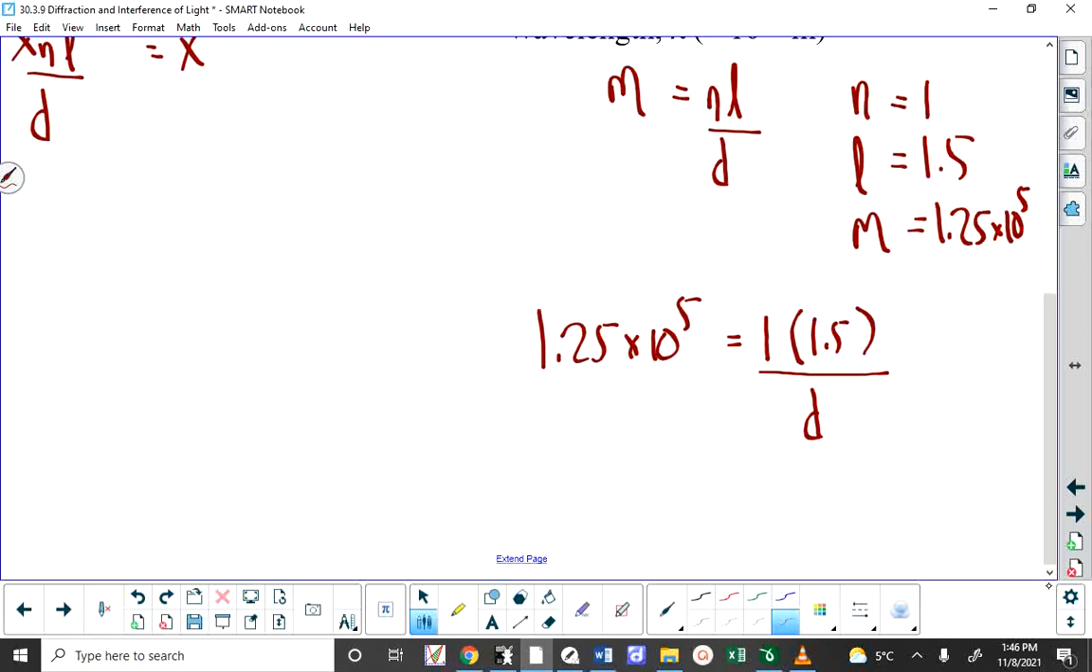I want to say 1.2 times 10 to the negative 5. Yes? Okay. So we get D equals 1.2 times 10 to the negative 5, and that would be in meters.